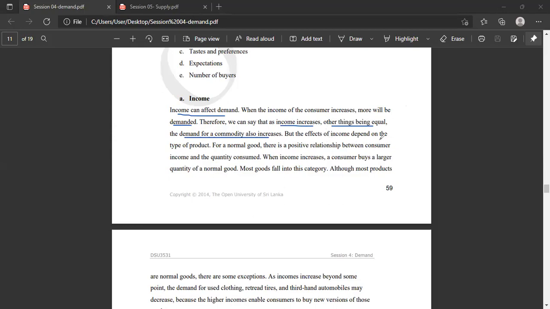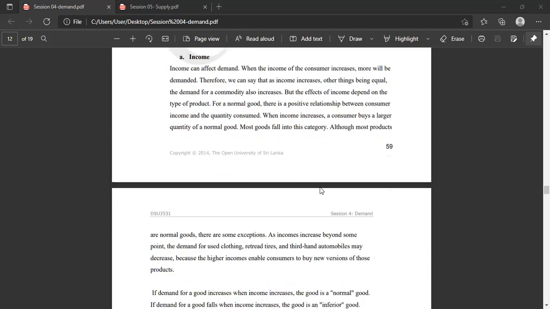But the effects of income depend on the type of product. For a normal good, there is a positive relationship between consumer income and quantity consumed. When income increases, a consumer buys a larger quantity of a normal good. Most goods fall into this category. Although most products are normal goods, there are some exceptions.